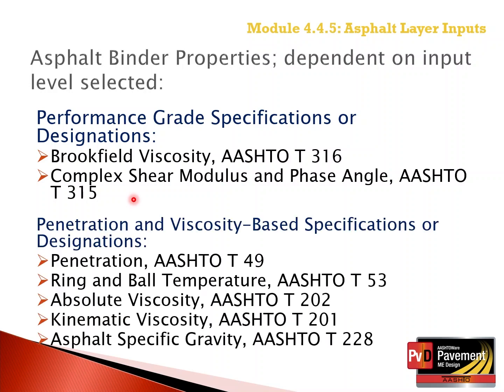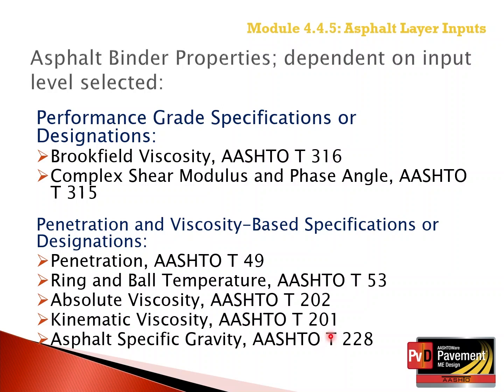The second and third are the penetration and viscosity based specifications. The penetration is measured in accordance with AASHTO T49. The ring and ball temperature required is measured in accordance with AASHTO T53. The absolute viscosity is measured in accordance with AASHTO T202, and the kinematic viscosity is measured in accordance with AASHTO T201. The asphalt specific gravity is also required for all, and is measured in accordance with AASHTO T228.